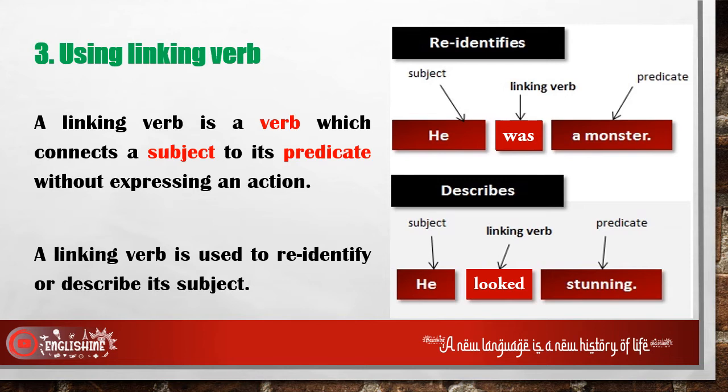Another one, you can use were for the subjects they, we, and you. This example is to re-identify the subject. The second example is to describe a subject. He looked stunning. He is the subject, looked is the linking verb, and stunning is the predicate. Looked is a linking verb because this word functions to describe the subject. Other verbs that you can use as linking verbs are felt, smelt, tasted, became, etc.